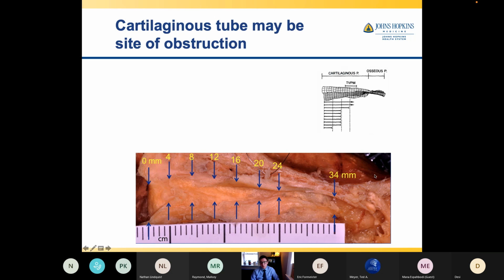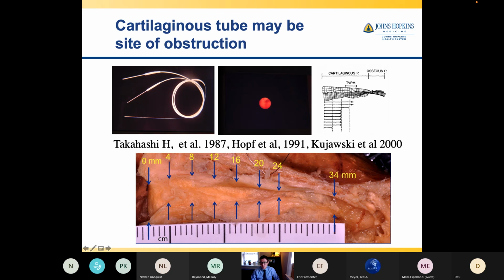Another important lesson that we've learned over the years, or century really, is that the cartilaginous eustachian tube is likely to be the site of the obstruction. Remember, about 2/3 of the eustachian tube is the cartilaginous part. It has this really narrow area called the isthmus, which most people would assume is the rate limiting step when there's an obstruction. So several groups from Germany, France, and Japan used microendoscopy to explore the eustachian tube in people who had obstructive eustachian tube dysfunction.